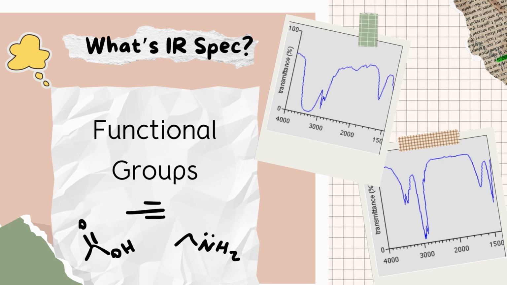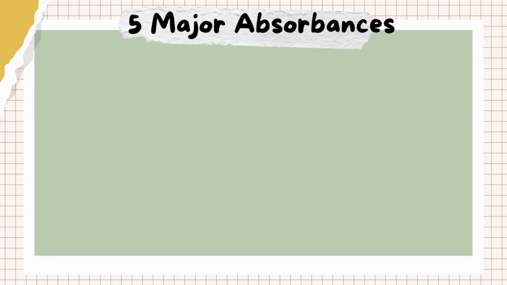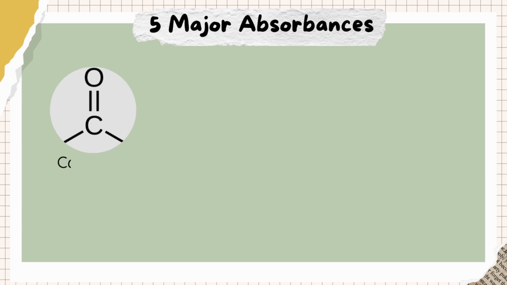The x-axis will be the wave number that indicates a particular functional group. The y-axis has the absorbance, where the shapes and appearance of the peaks there will help you recognize the group as well. So I'm going to simplify 5 major absorbances in an IR spectrum and how to tell apart the small differences. We will cover 1.